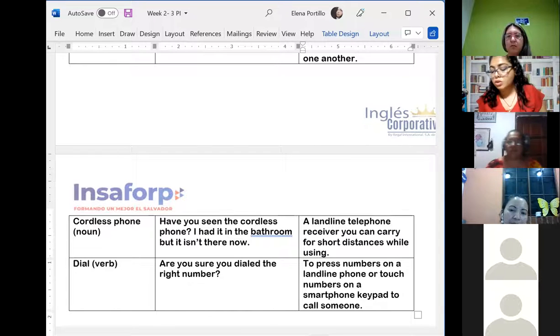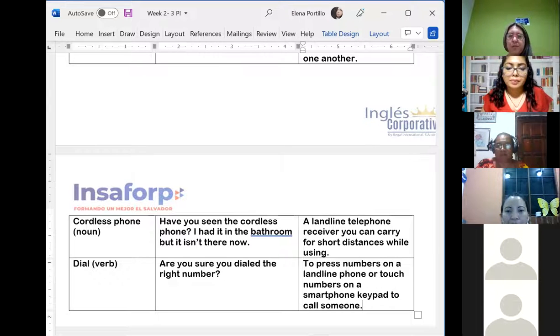In this case, it's talking about to press numbers on a landline phone. Or in this case, we can touch the numbers in the smartphone on a keypad to call someone. In this case, the last one is marcar los números en un teléfono de estos, de casa, como lo llamamos nosotros acá, o teléfono fijo, that is the landline, or we can use it in the cell phone and the smartphone. So we can dial numbers on both of them.